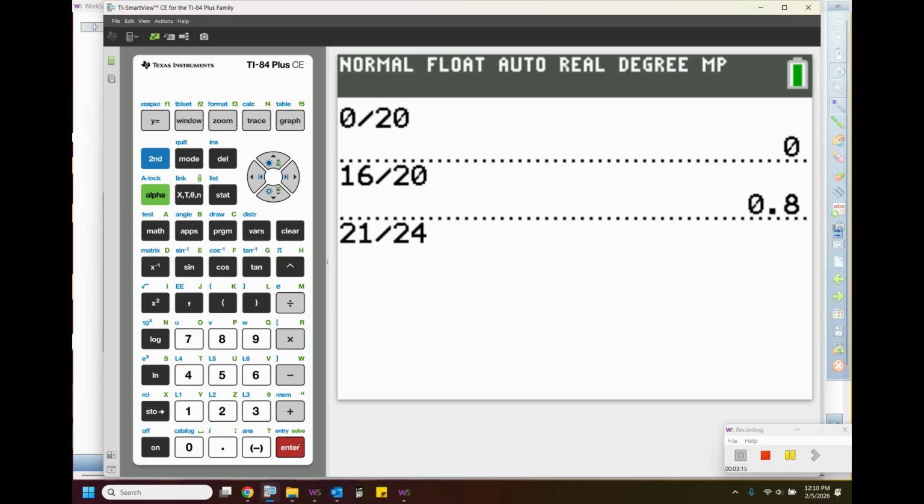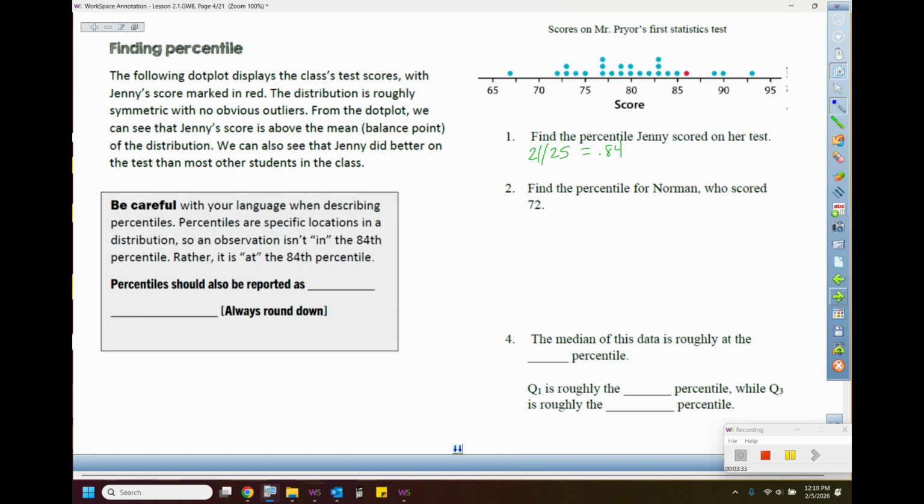And this is what's called the percentile. Thank you, I made a typo. 21 divided by 25 would be better. Did you guys get 0.84 on that? So a really cool thing is we'll move the decimal 2 places to the right. So she would be in what's called the 84th percentile, the 84th. The 84th percentile. It's just that decimal moved 2 places to the right.